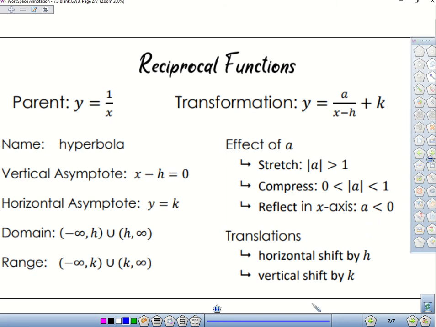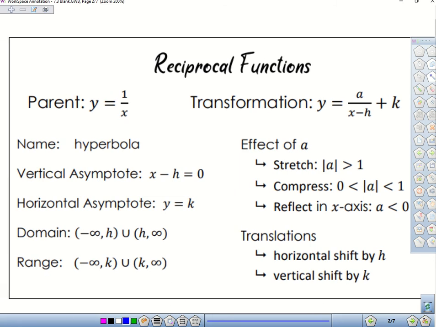And then the translations. The translations are determined by your horizontal shift and your vertical shift. So these are just shifting your graph up, down, left, right. Your horizontal shift is determined by the letter h, so that's left to right. And your vertical shift is determined by your k value, which is up and down.